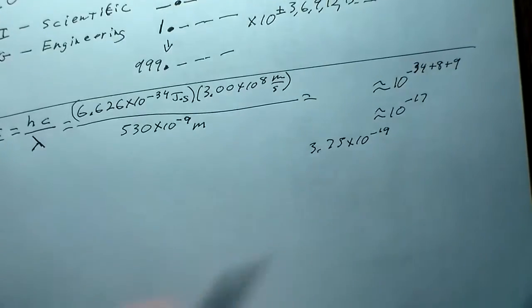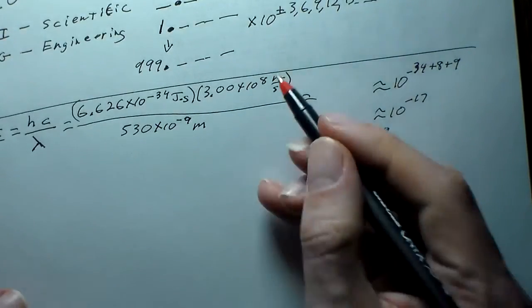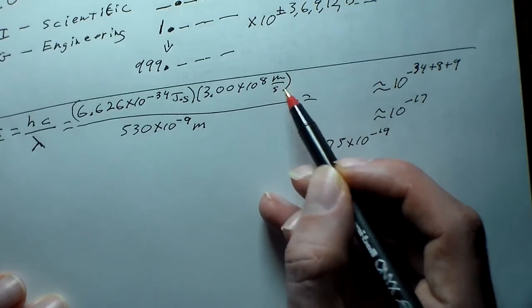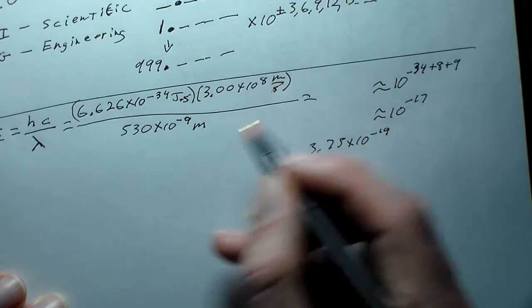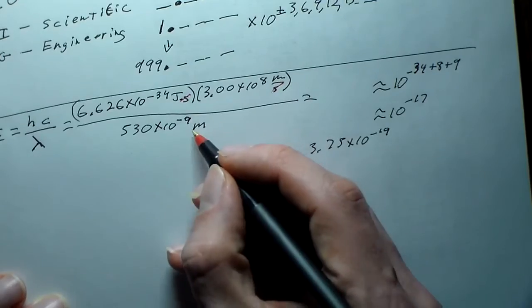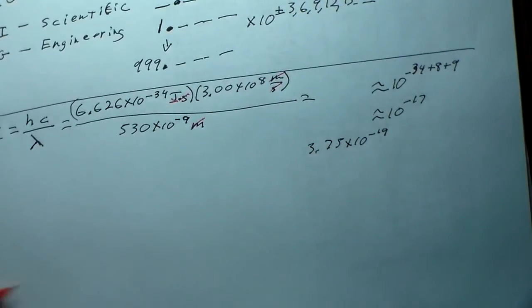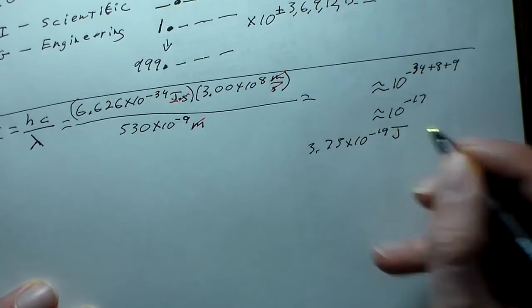As for our units, which are always very important, notice I have seconds here, and this is per second, so that's divided by seconds, so the seconds cancel out. And I have meters divided by meters. These both cancel out, and I'm just left with joules. So my units here are just joules.